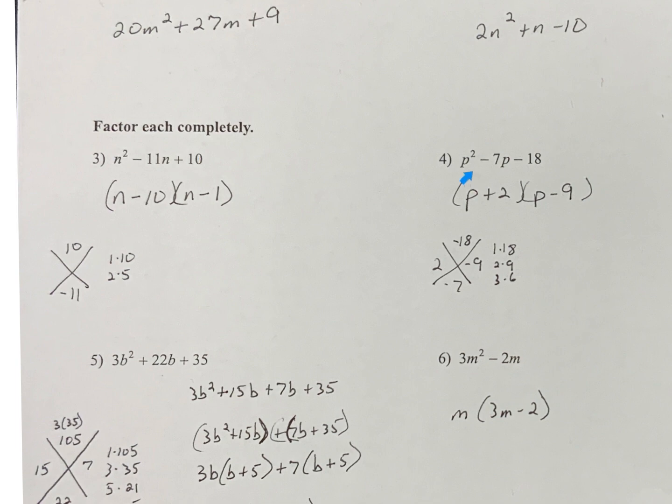4 is the same strategy. You find the factors of negative 18 that equal negative 7. I've written the factors. We use negative 9 and 2, so it's p plus 2 and p minus 9, and that's all it means to factor.